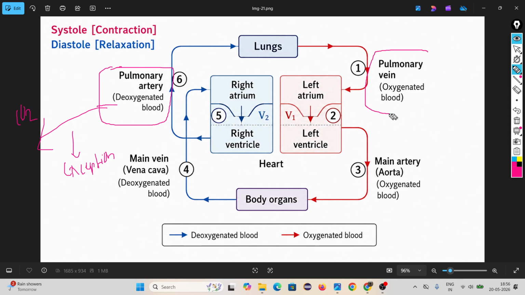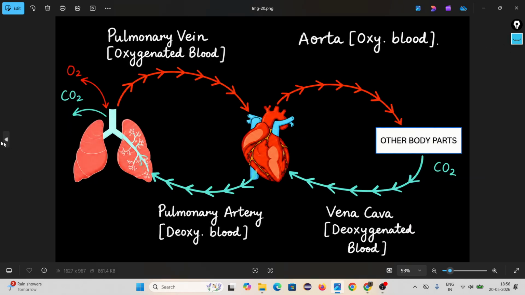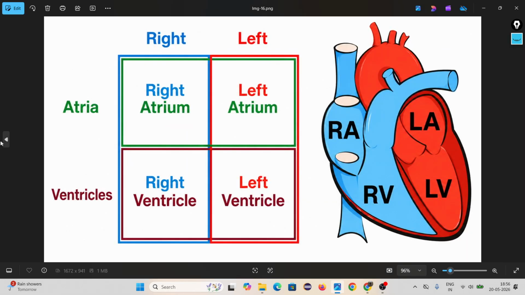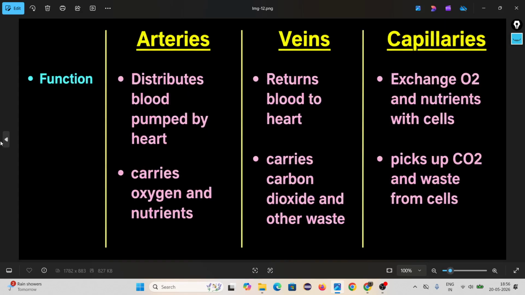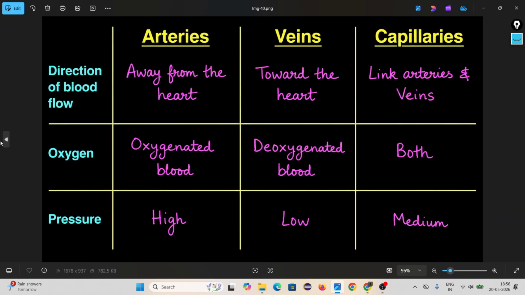Same thing, there is a vein called the pulmonary vein. Generally veins carry carbon dioxide blood, right? But the pulmonary vein carries oxygenated blood. So these are two exceptions. Irrespective of this, all arteries carry oxygenated blood and all veins carry carbon dioxide blood. Do you understand this difference?